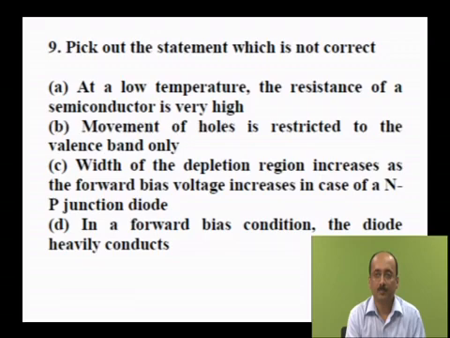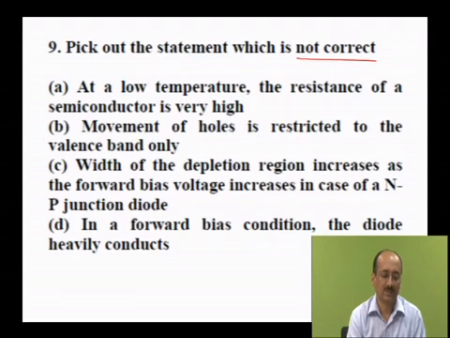Ninth one, pick out the statement which is not correct. Whenever you get a question that says untrue, not correct, etc., please mark it so that you don't go wrong there. So they are asking which one is not okay. First choice, at a low temperature, the resistance of a semiconductor is very high. So, semiconductor at low temperature has high resistance, they are telling, and that is true. So, you cannot go for that. Movement of holes is restricted to the valence band. This is also okay. You can represent the movement of holes either in the valence band or in the covalent bond. So, that is okay.